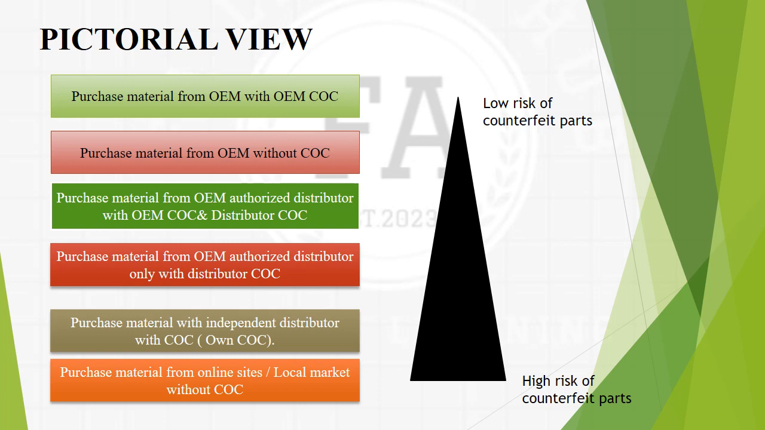If you are purchasing material from an independent distributor with the COC, the COC can be provided by their own, then it is a high risk category because there is no authenticity of this product. If you purchase material from online sites or the local market without COC, it is a very high risk item. There is a high chance of counterfeit parts included in it. So this is just a pictorial view of risk of counterfeit parts.